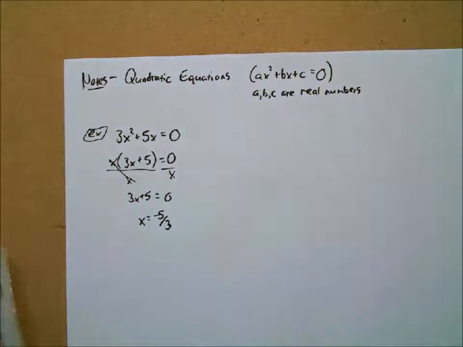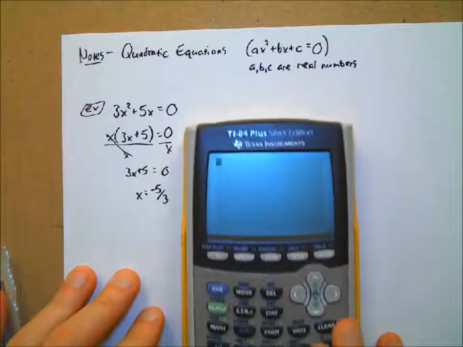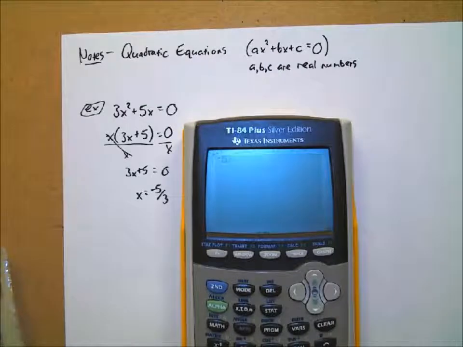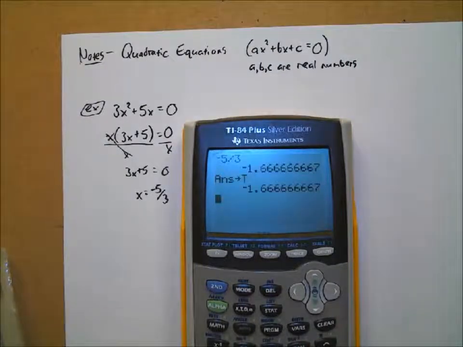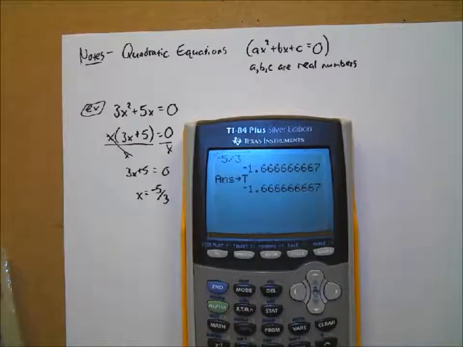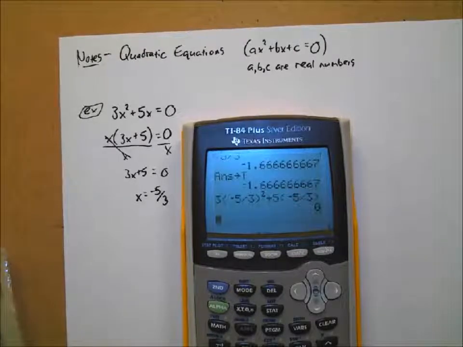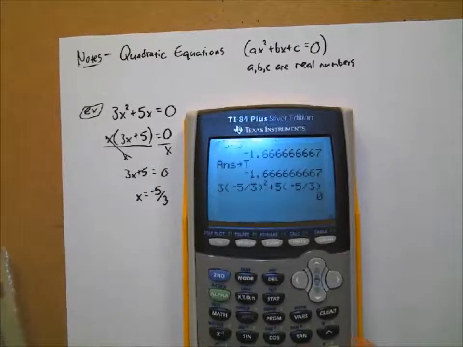We could check this in our calculators. We'll do 3 times negative 5/3 squared plus 5 times negative 5/3. And we get 0, so it works. What else is going to work here, though? What else makes the equation true? Julia? 0.